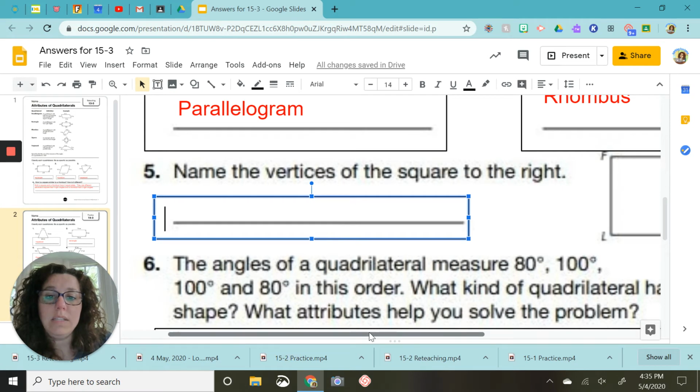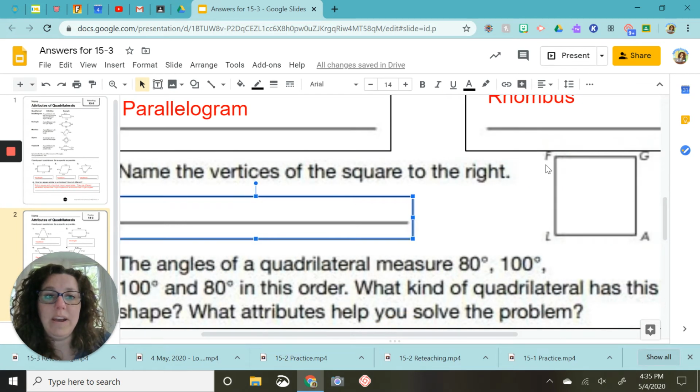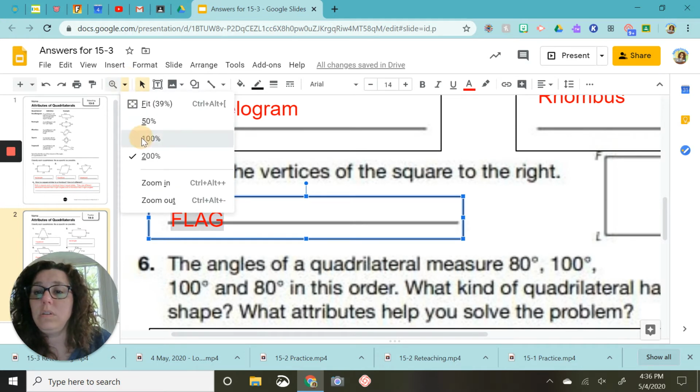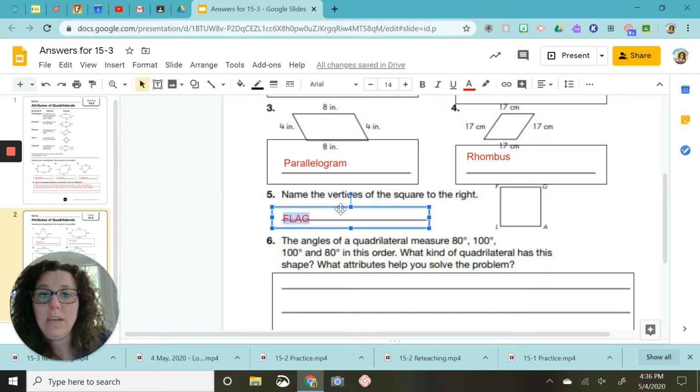But here I actually see a word spelled out, F-L-A-G, so I'm going to just name the shape flag. I did capitals because it was in capitals. I don't think it really matters. Zoom out to 100 again.